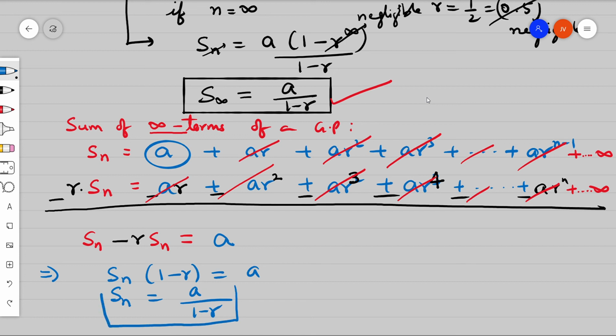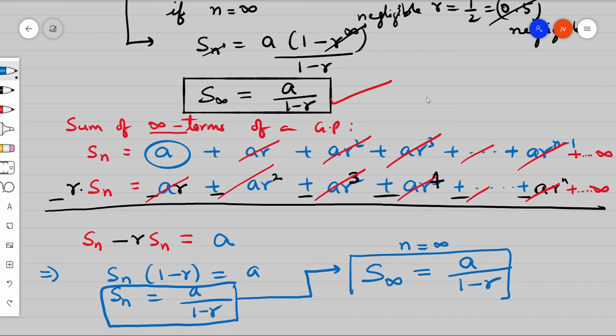So this is the formula for the sum of infinite terms of a GP. Here the number of terms is infinite. So I will write the formula as: the sum of an infinite number of terms of a GP, or geometric progression, is a divided by 1 minus r. So we can find the sum of n terms of a finite as well as an infinite geometric progression.